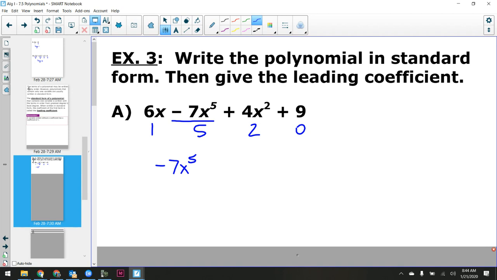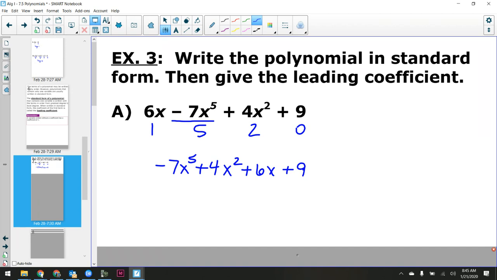Okay, what goes next? 4x squared is going to go next. A positive 4x squared. Plus 6x plus 9. Do we all see that? That is what's called standard form. Standard form goes in order from greatest to least as you continue through, highest degree down to smallest degree.